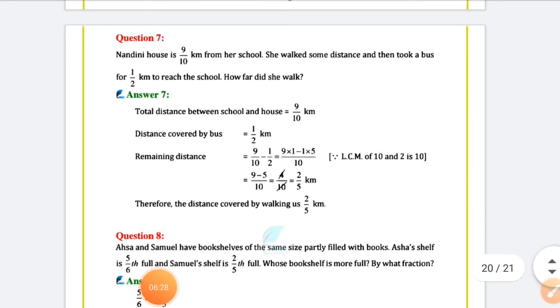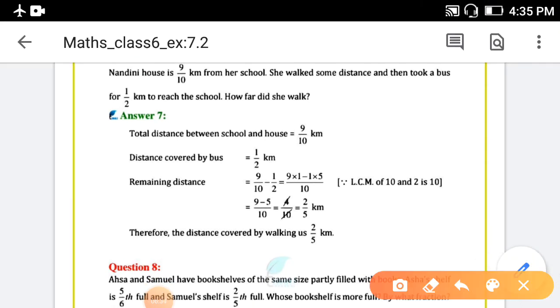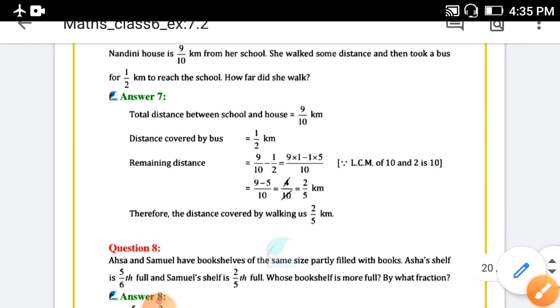Question number 7. Nandini's house is 9 by 10 kilometers from her school. She walked some distance and then took a bus for 1 by 2 kilometers to reach the school. How far did she walk? Total distance between school and home is 9 upon 10 kilometer, and distance covered by bus is 1 by 2 kilometer. So what is the remaining distance? You have to subtract them. Okay, after subtraction you will get 2 by 5 kilometer. So the remaining distance she walked is 2 upon 5 kilometer.